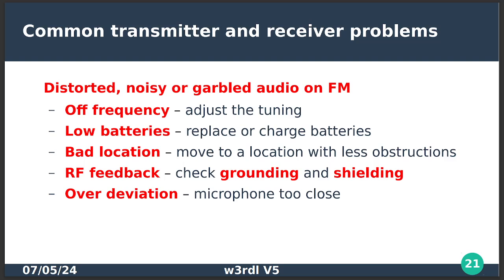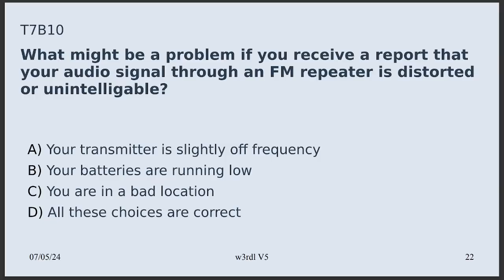Yep. Okay, so yeah, over deviation or under deviation, either one can cause problems. What might be a problem if you receive a report that your audio signal through an FM repeater is distorted or unintelligible? Delta, all of these are right. So undermodulation is definitely not going to cause it to be distorted, but it can cause it to be unintelligible. So if you're holding it too far away from your mouth, they just won't be able to hear it.